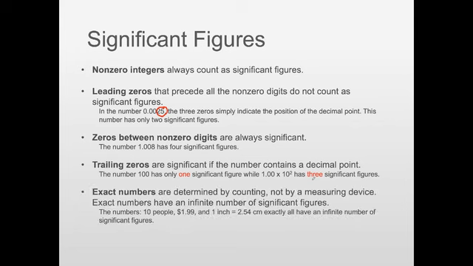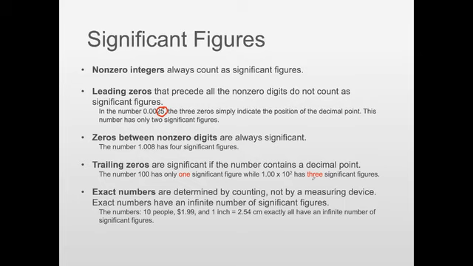All right, exact numbers are ones that are determined by counting, not by using some kind of a measuring device. Exact numbers are said to have an infinite number of significant figures. So for example, if I were to count 10 people, 10 people is an exact number. It has infinite significant figures.